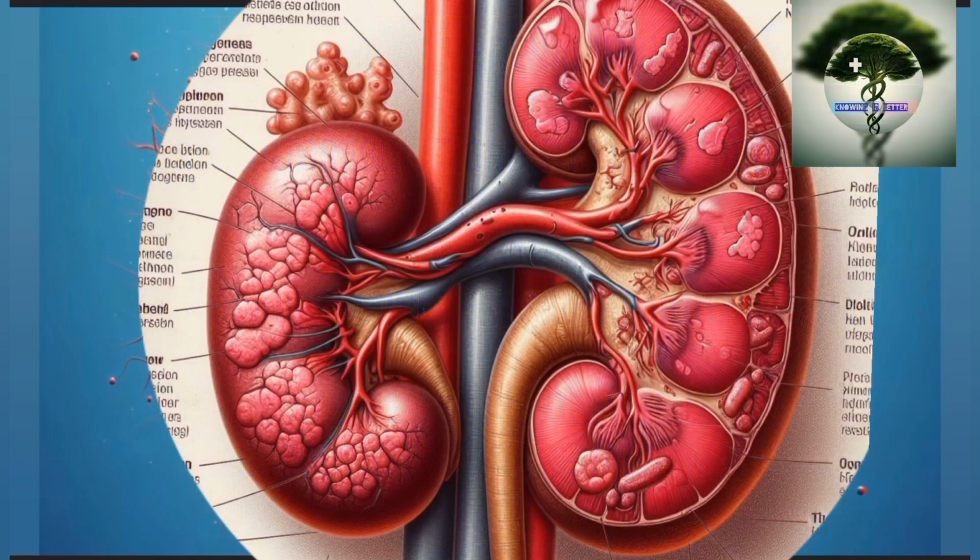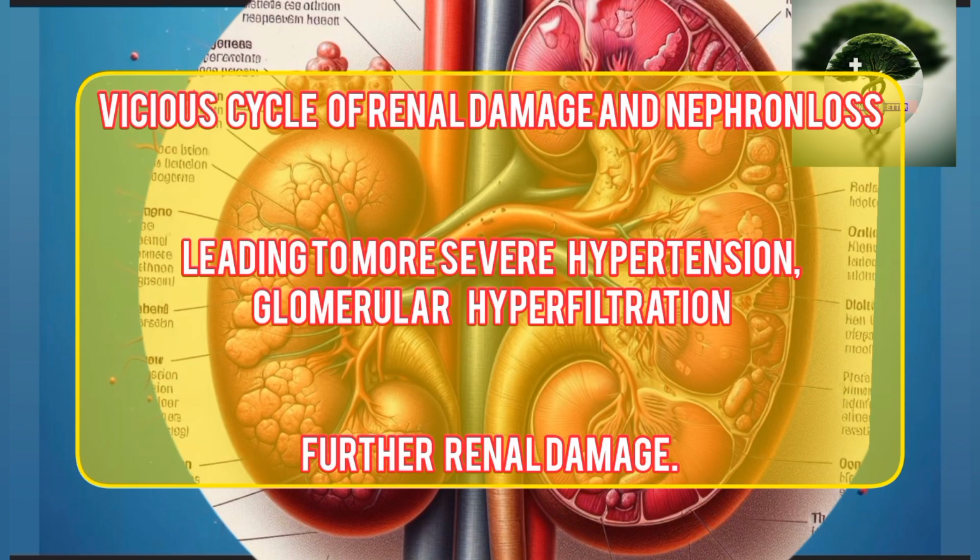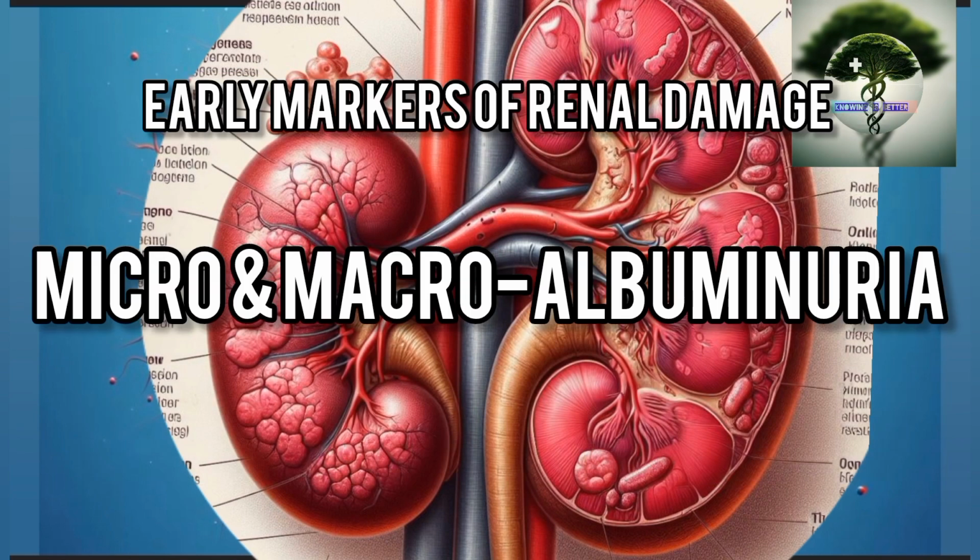This creates a vicious cycle of renal damage and nephron loss, leading to more severe hypertension by glomerular hyperfiltration and further renal damage. Typically, micro and macroalbuminuria are the early markers of renal injury.